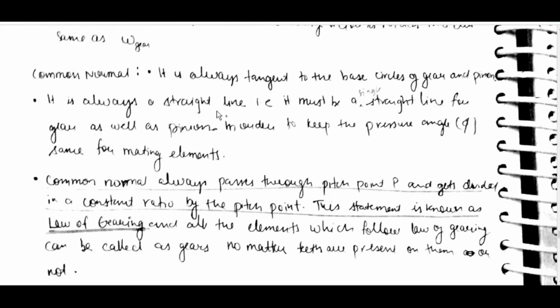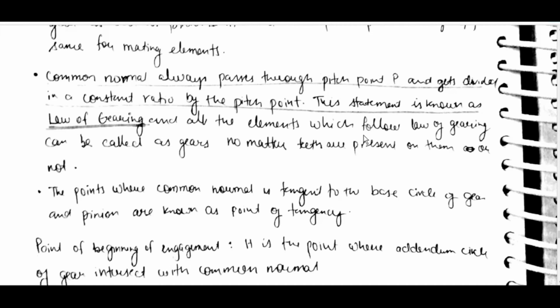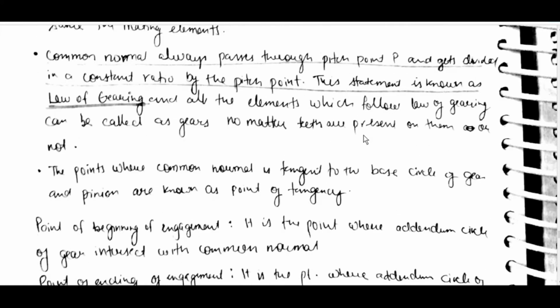It is always a straight line. That is, it must be a single straight line for gear as well as pinion in order to keep the pressure angle the same for mating elements. Common normal always passes through pitch point P and gets divided in a constant ratio by the pitch point. This statement is known as the law of gearing.